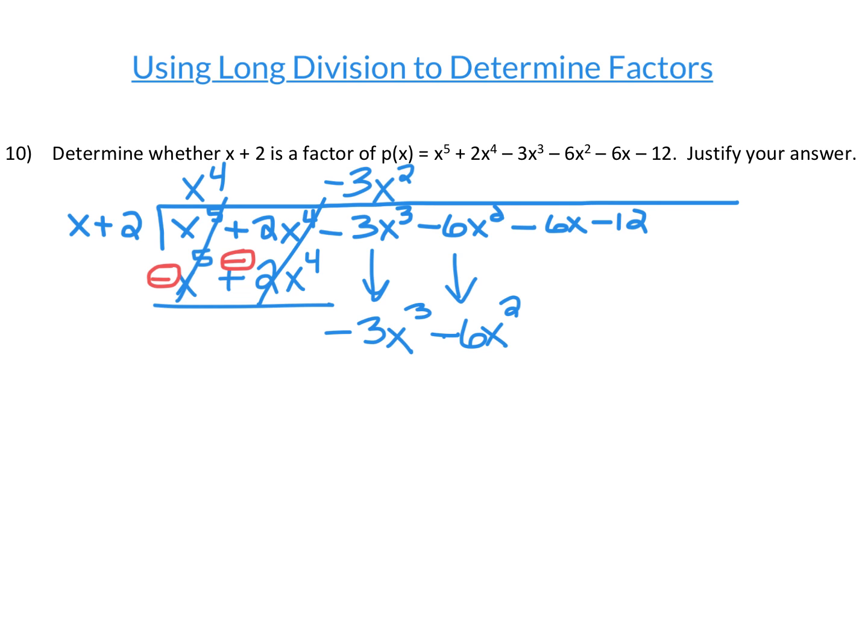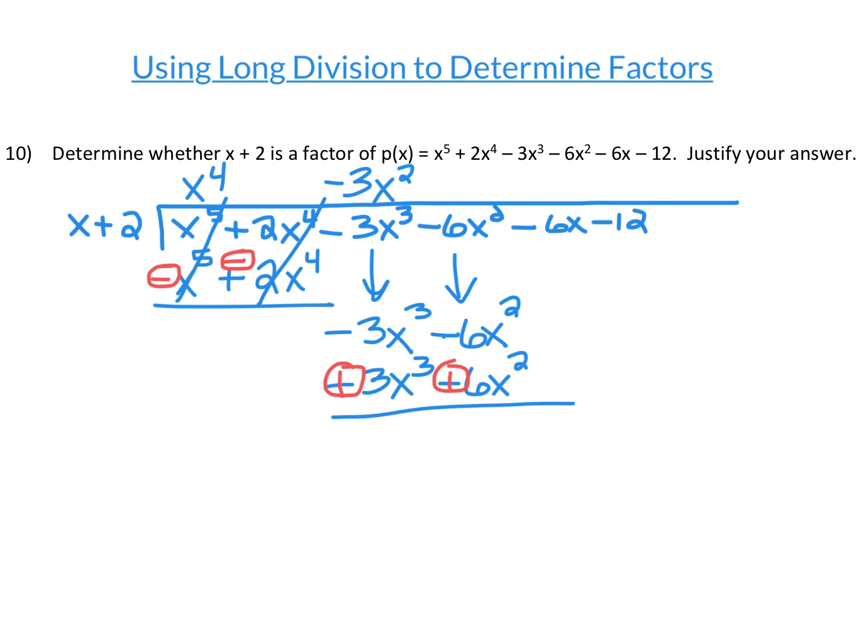Okay, so let's distribute. So negative 3x squared times x would be negative 3x cubed, so we're going to put that down here. And then negative 3x squared times 2 would be negative 6x squared. So we put the negative 6x squared. Okay, and now we know we need to subtract, so we're basically changing our signs. So this becomes a positive, and we circle it to show we changed it. And this becomes a positive, and we circle it to show we changed it.